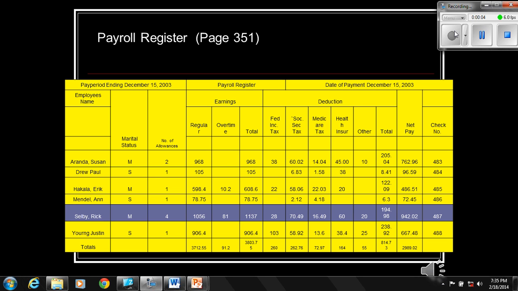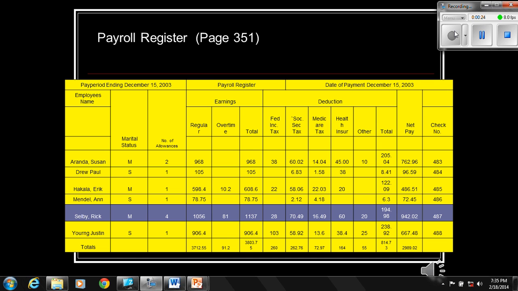Okay, so here's what we're going to do. After we've calculated all the taxes, we have to put it all together on one sheet of paper so that we can all understand how much the employees owe in federal income tax, Social Security tax, Medicare taxes, and all the other deductions that are taken out of it. So we record it in what's called a payroll register.